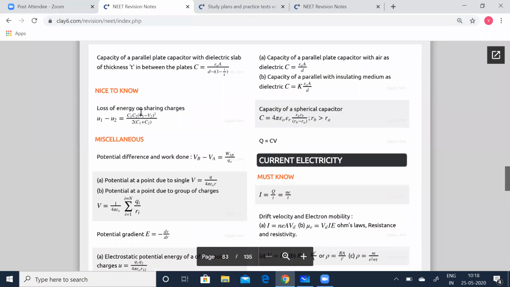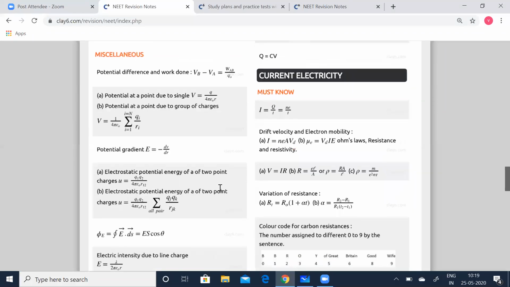Loss of energy on sharing charges is given by U1 minus U2 is equal to C1 C2 into V1 minus V2 the whole squared by 2 times C1 plus C2. Potential difference, VB minus VA, is nothing but the work done, WAB by q0. Potential at a point due to a single charge is given by V is equal to Q by 4 pi epsilon 0 r.